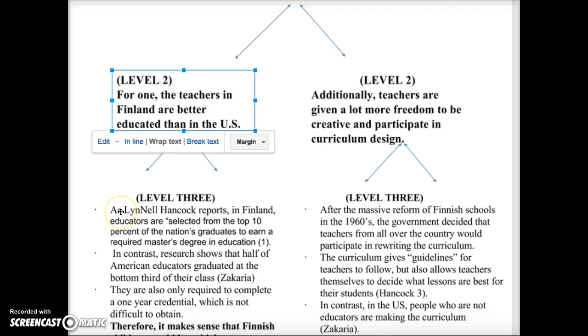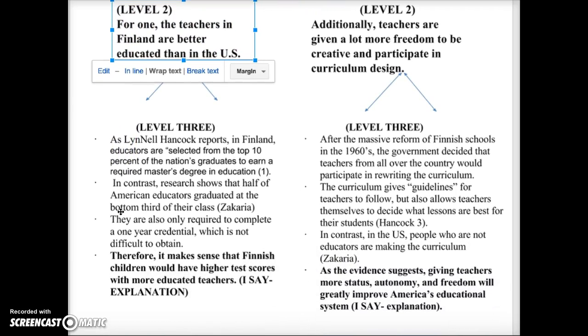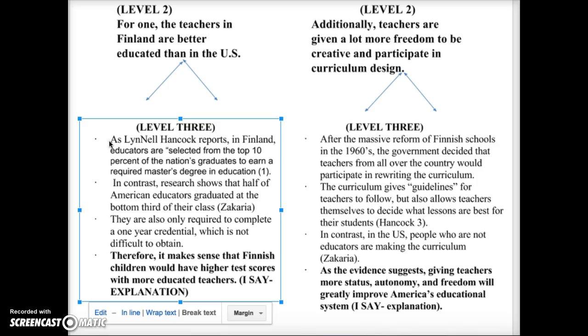And now for my level 3, I'm going to get even more specific. And to do that, I'm going to choose a quote and a stat. So, as Linnell Hancock reports, in Finland, educators are selected from the top 10% of the nation's graduates to earn a required master's degree in education.